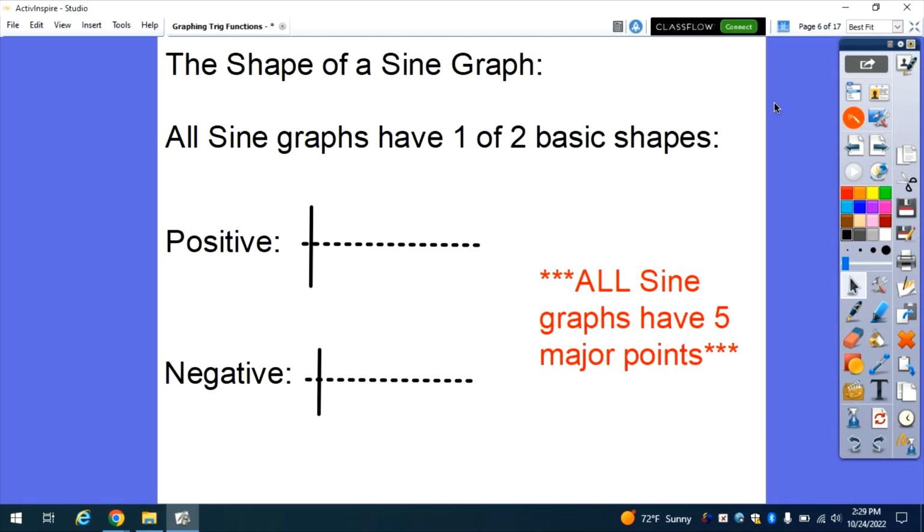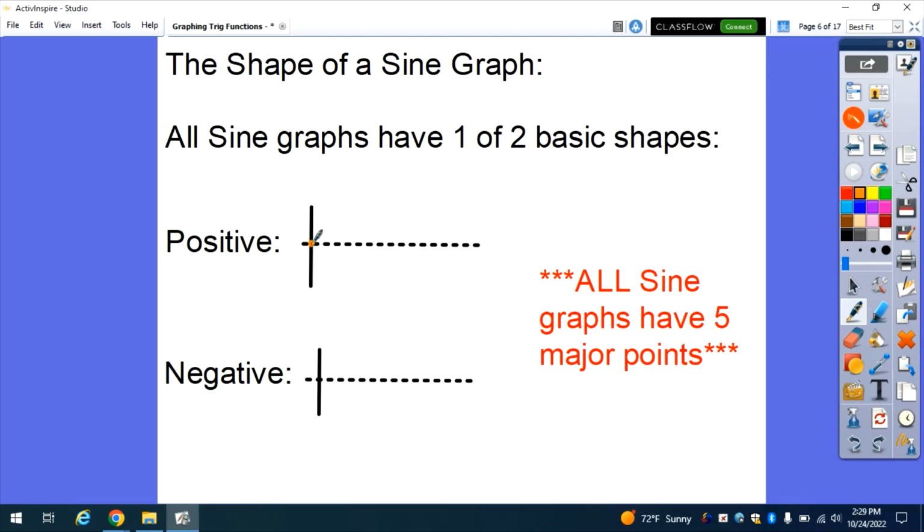The shape of a sine graph. All sine graphs have one of two basic shapes. All sine graphs will look like either the positive or the negative. Obviously, if it's positive, it's going to look like the positive. If it's negative, it's going to look like the negative. Regardless, all sine functions, all sine graphs have 5 major points. So all positive sine graphs will look like this.